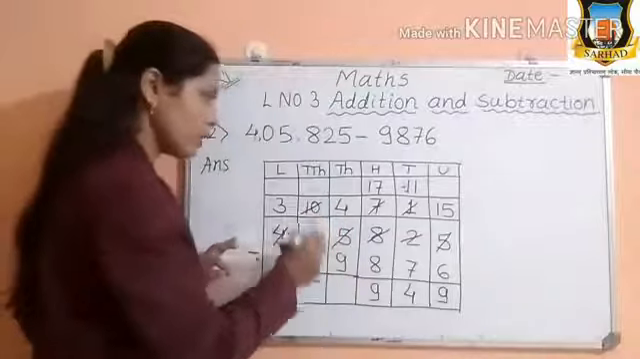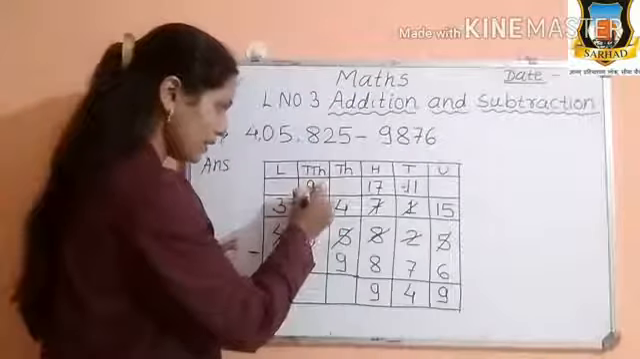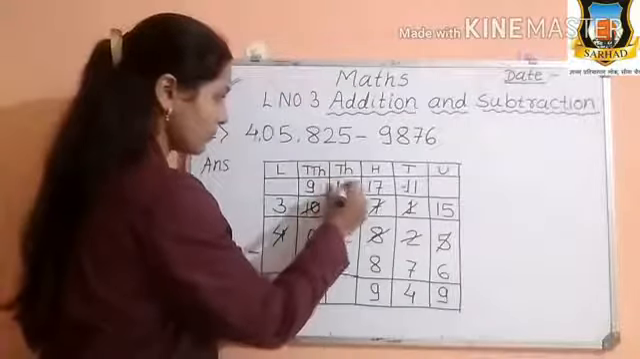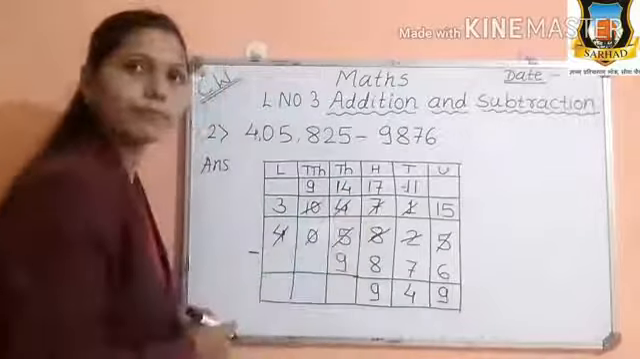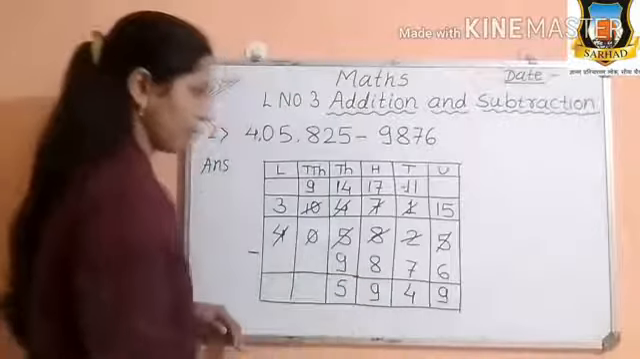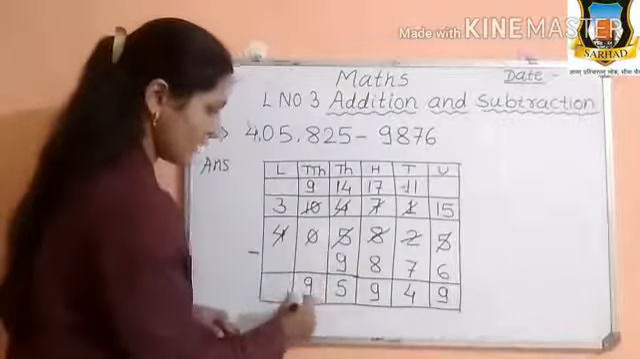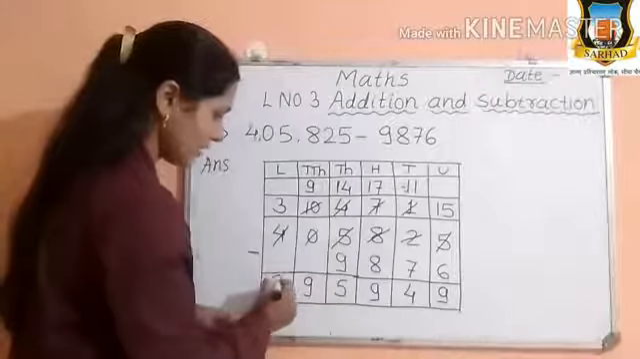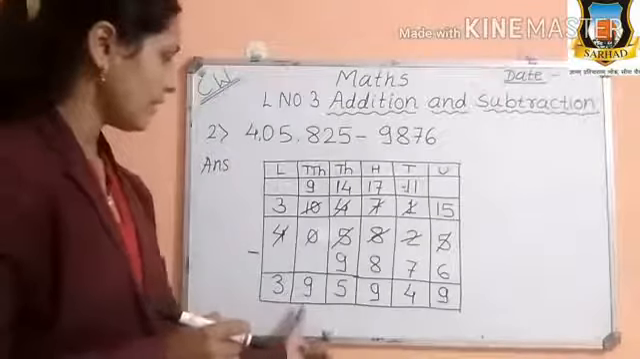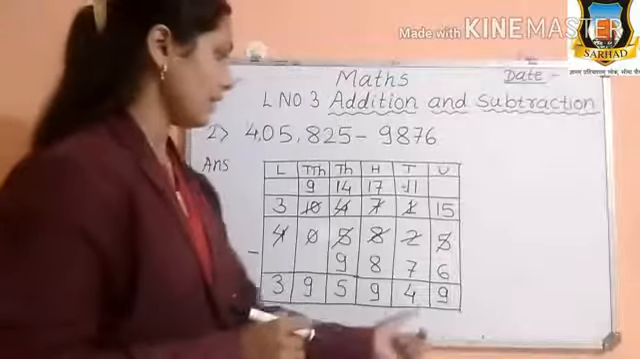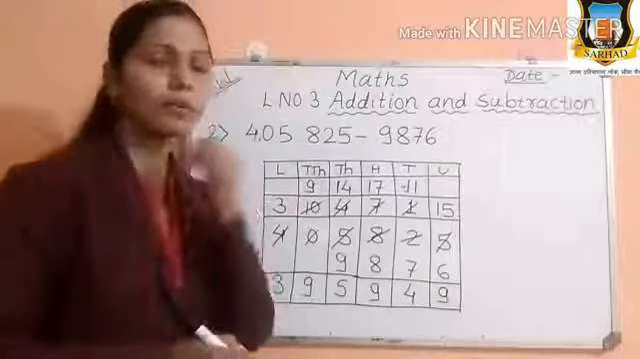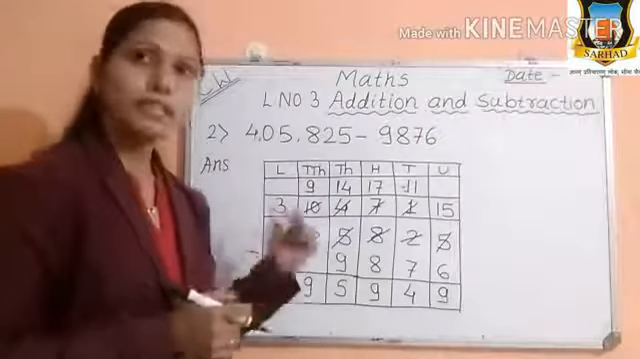Now we are taking 1 from this 10, so here will remain 9. And then here comes 1 plus 4, that is 10 plus 4, that is 14. Yes, now 14 minus 9, 5. 9 as it is we have to write, and this 3 also as it is we have to write. So what is the answer? 3,95,949.